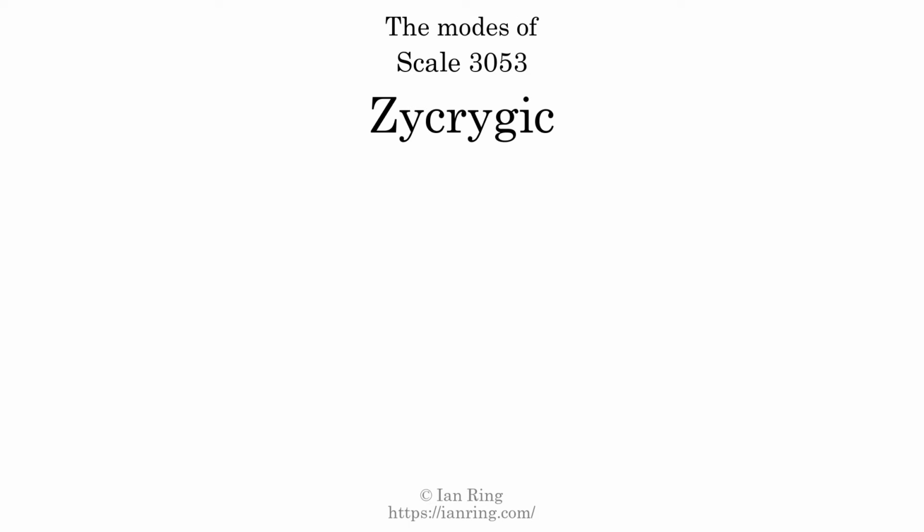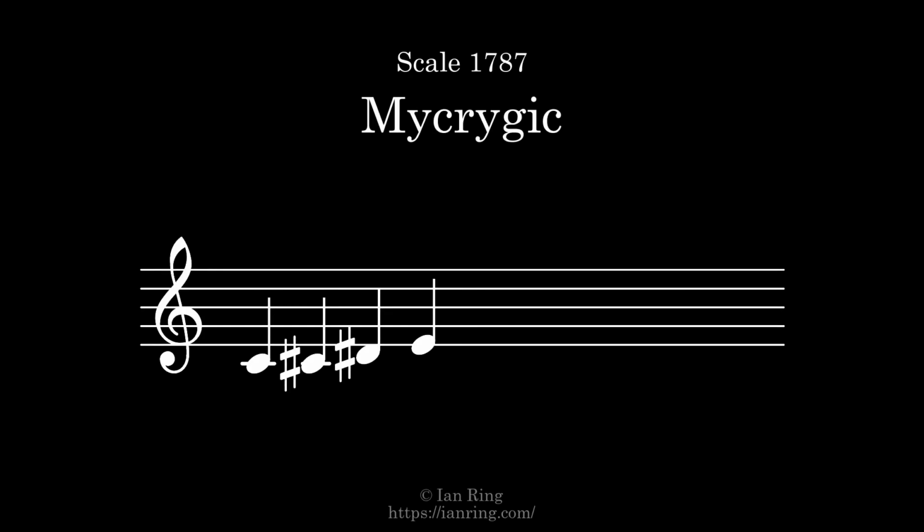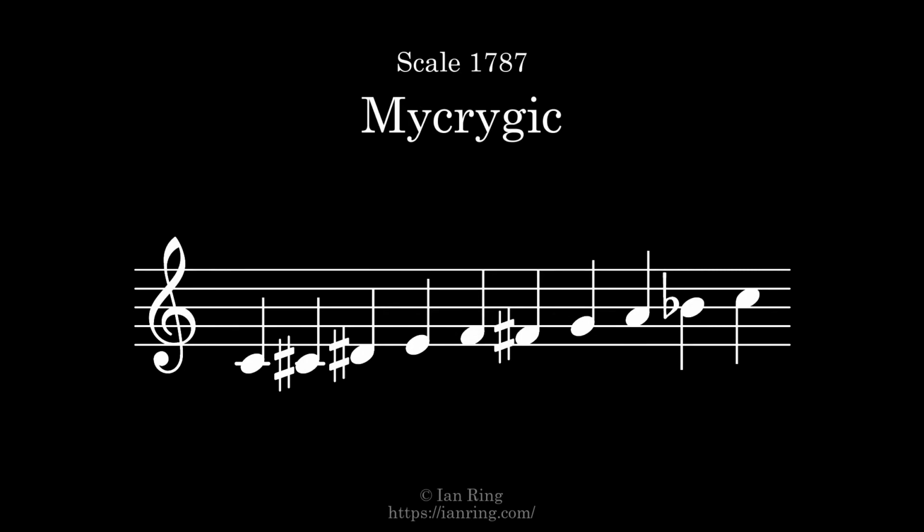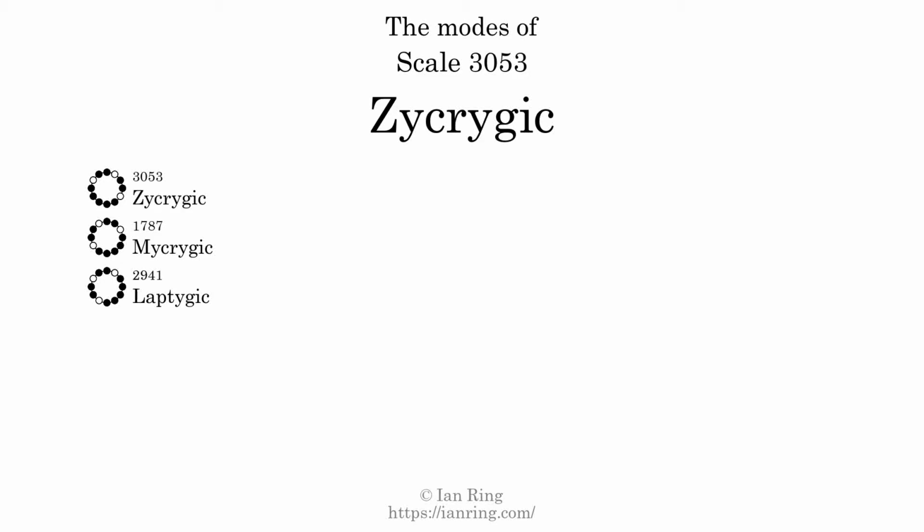This scale has 9 modes. The first mode is itself. The second mode is scale 1787, also known as Zycrygic. It sounds like this. The third mode is scale 2941, also known as Zycrygic. It sounds like this.